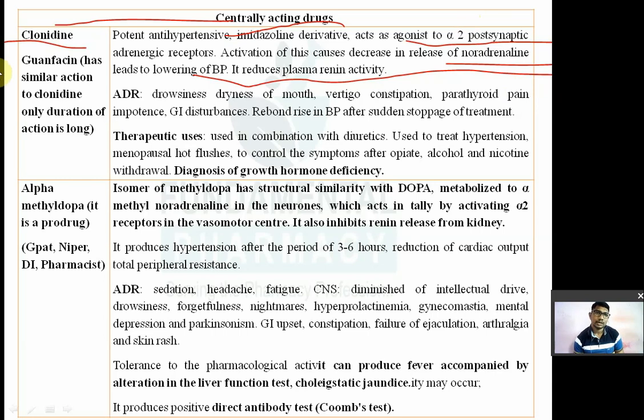Now another drug is there known as guanfacine. Guanfacine has a similar action to clonidine, only the duration of action is long. Guanfacine जो है वो longer acting है. So adverse reaction क्या है इन दोनों के देखो.